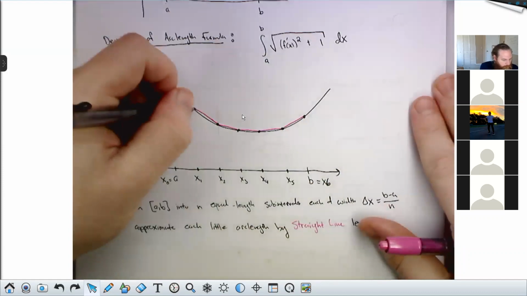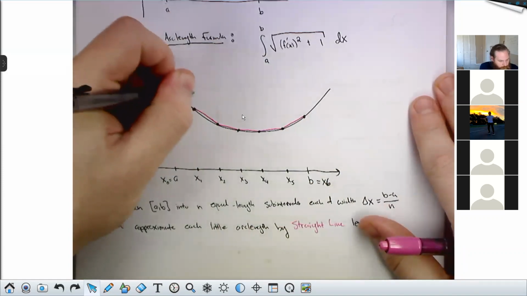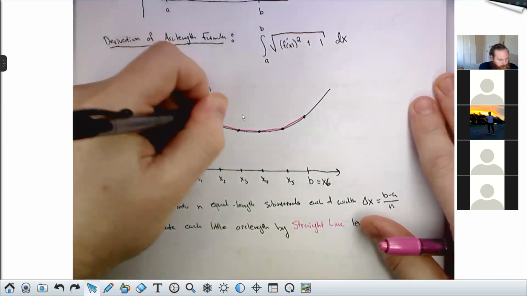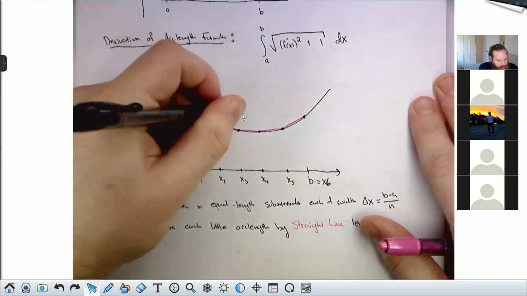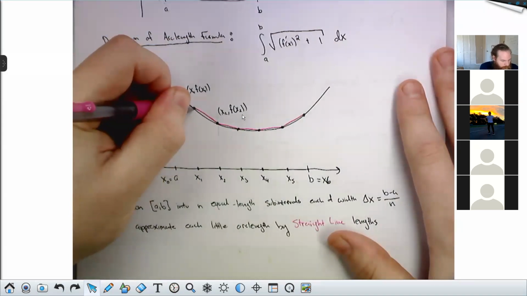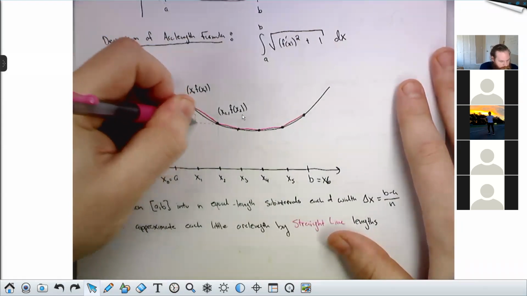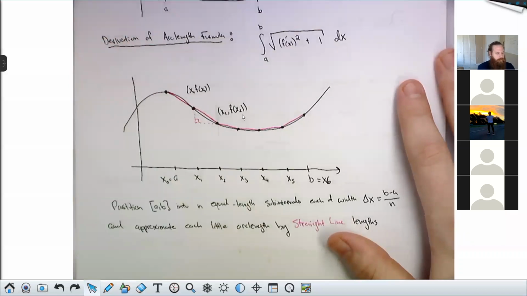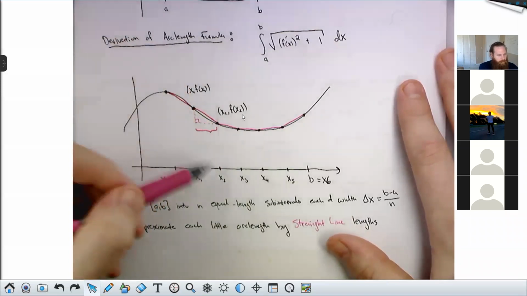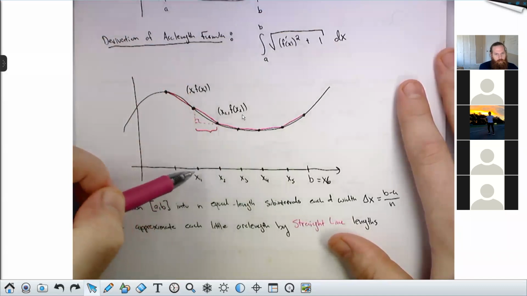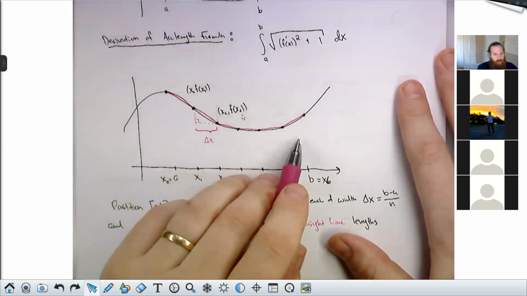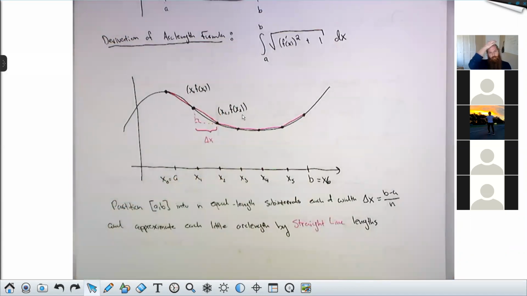So this point right here is x1 comma f of x1. And this point right here is x2 comma f of x2. And I'm going to look at a little right triangle. The width here is the distance between x1 and x2. That's delta x, and that would be the same for any of these. All of these have the same horizontal distance, delta x.